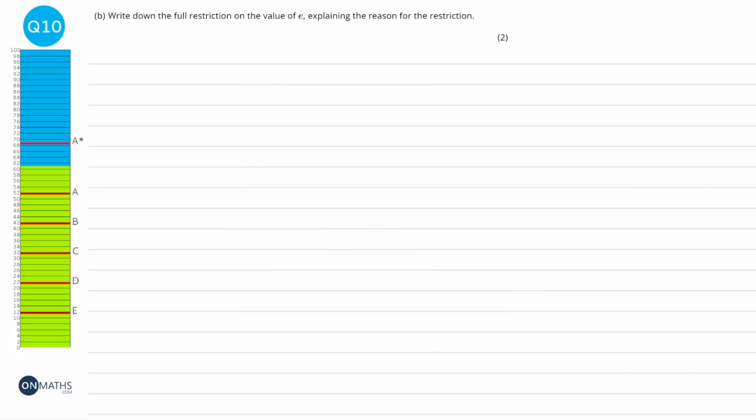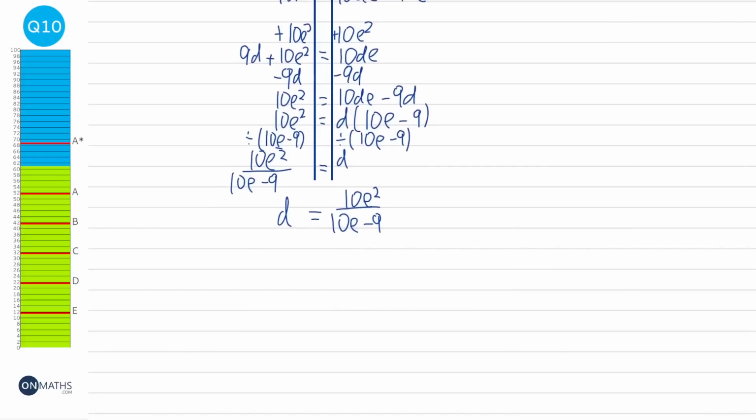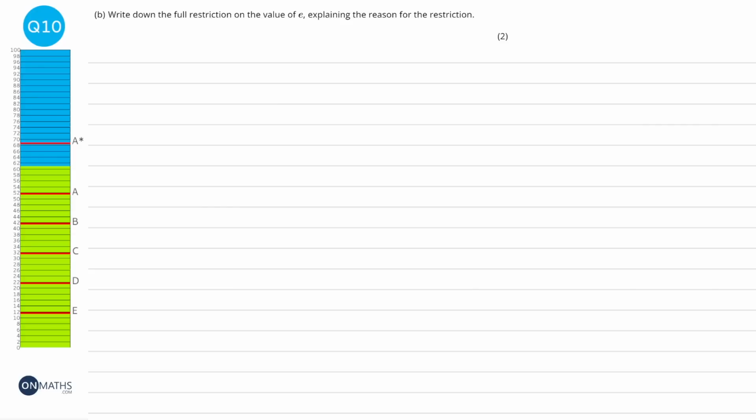In part B, we're asked to find the full restriction of the value of e. So if we go back to part A and have a look at our answer, you'll notice that it is a fraction, and whenever you've got a fraction, you always should be thinking about the fact that the denominator cannot be equal to 0, otherwise it will be undefined. So we're going to first of all get that so it's not equal to 0. So 10e minus 9 cannot equal 0. And we're going to solve it to find out what the value of e is going to be.